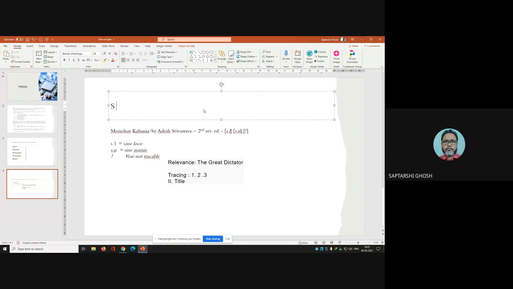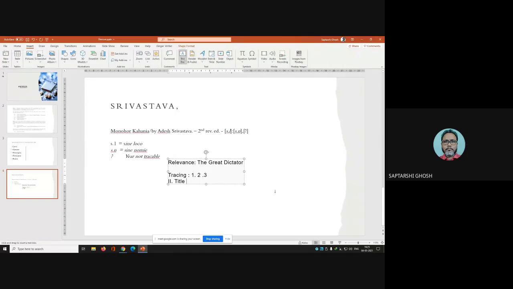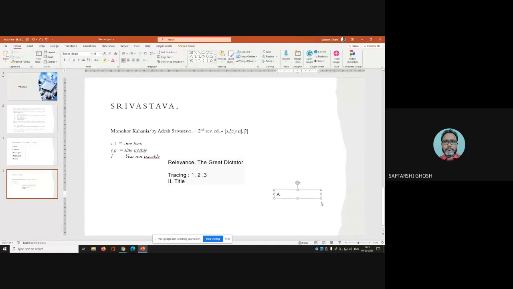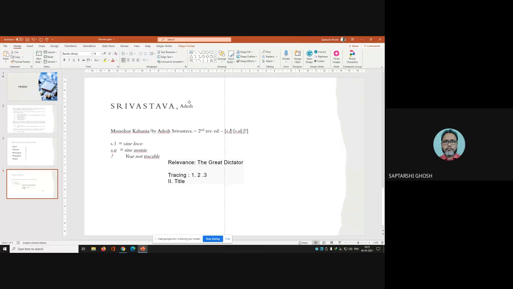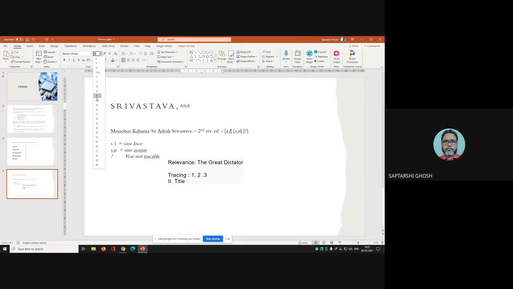Srivastava, S-R-I-V-A-S-T-A-V-A, Srivastava. And then comma. Then you have to write something like a text box here, Adesh. And just bring that one here, and this one is 28, so make this one 28 also.